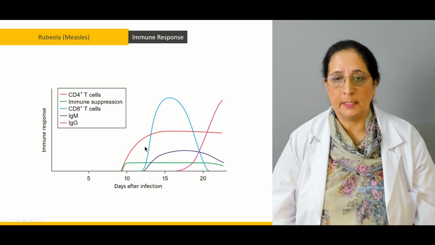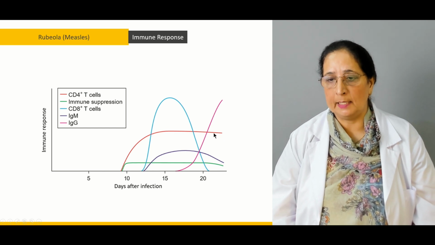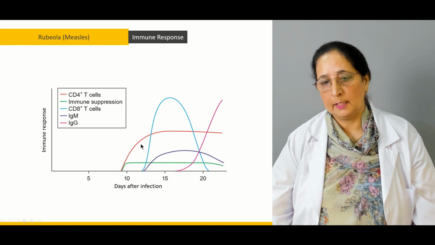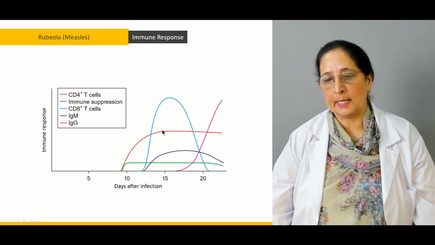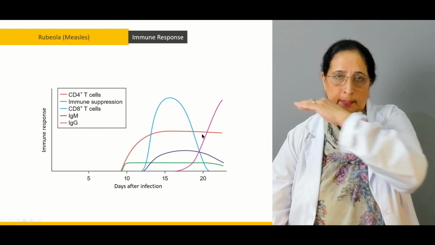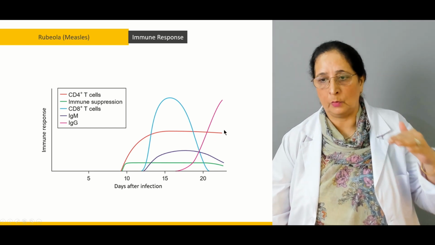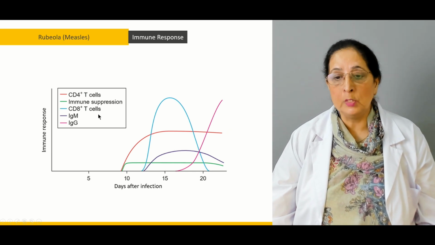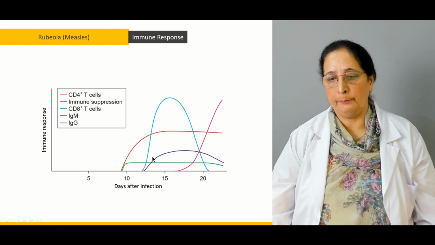Here, this is the CD4 T cell level, the immune response of CD4, this red. It starts on the 8th day, reaches the maximum at about 15 days, and then it is stabilized throughout the period. Then green, we have immune suppression. This is the immune suppression.